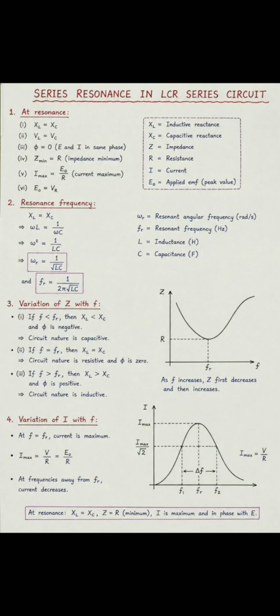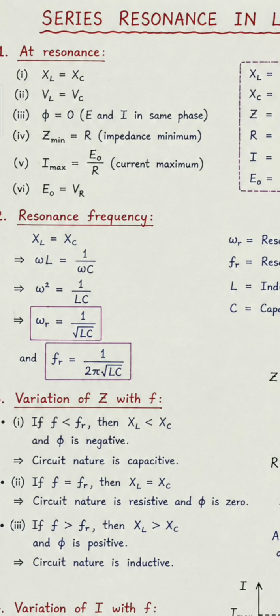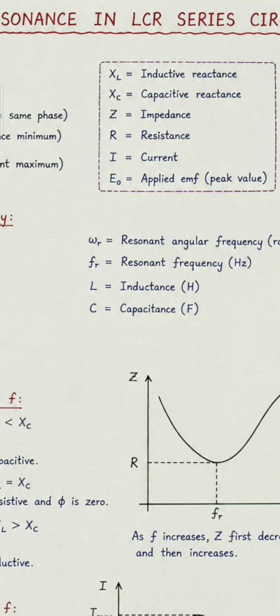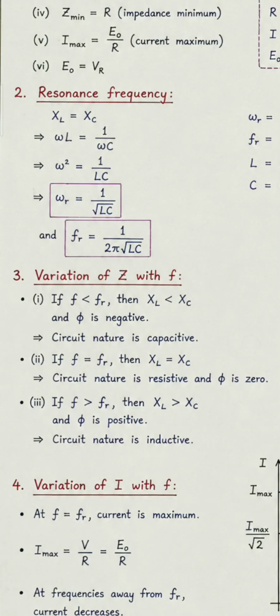At resonance, XL = XC, VL = VC, and φ = 0, E and I in the same phase. Z minimum is equal to R, impedance is minimum. I max is equal to E naught by R, current is maximum. E naught is equal to VR, where XL is the inductive reactance, XC is the capacitive reactance, Z is the impedance, R is the resistance. That's all.